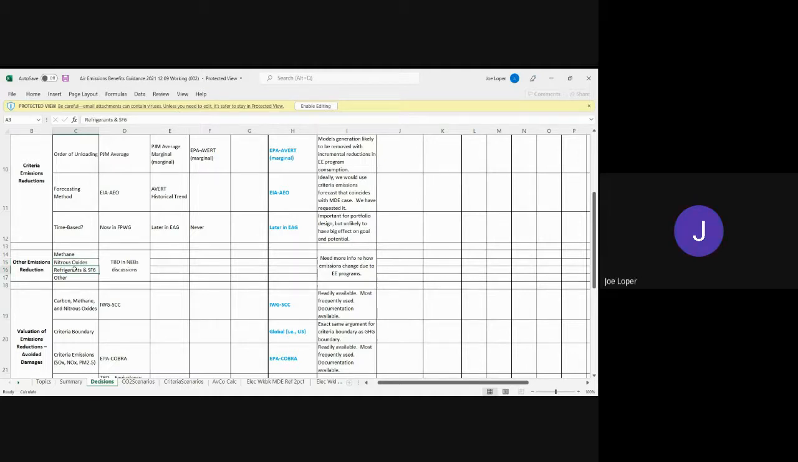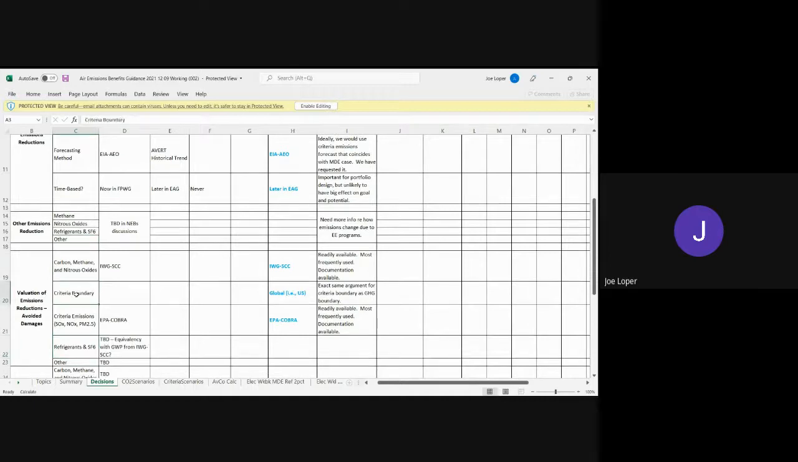on global warming. The challenge that I'm throwing out to everyone is what effect do the EmPOWER programs have on those emissions? Down to the valuation of those various emissions, the carbon, methane, and nitrous oxides, as I said, they're all readily available from the Interagency Working Group.